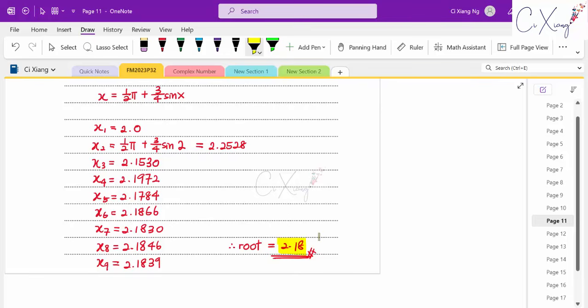For this question, you can see that my iteration is quite long, from x1 until x9, because the value that I start with is 2.0. If we start with an initial value very close to the root, we will have a shorter list of iterations to get the root. So the initial value basically decides how long your iteration will be. This is how we solve question number 7.